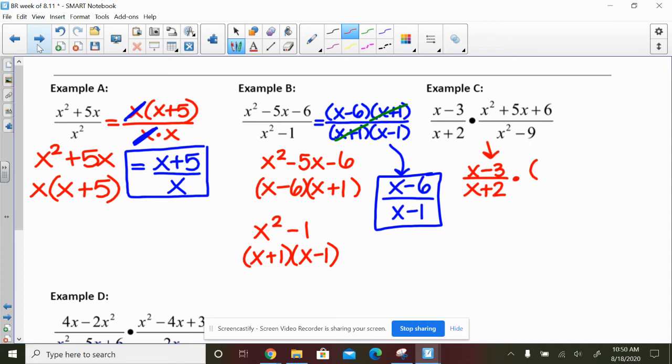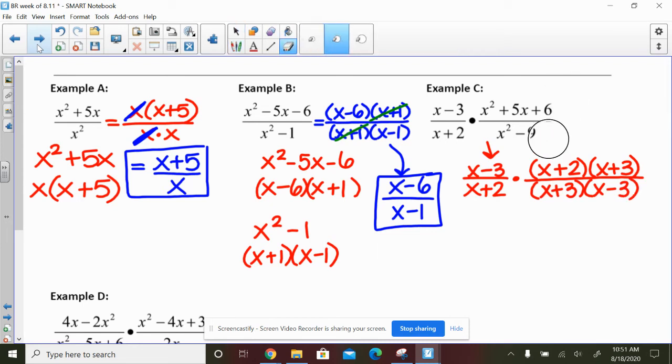Okay, so the top here now, I'm factoring the top, x squared plus 5x plus 6. Factors of 6 that add to give me 5 will be 2 and 3. And then now the bottom, this is another difference of squares. I have two terms, they're both perfect squares, and it's subtraction. So this will be x plus 3 and x minus 3.